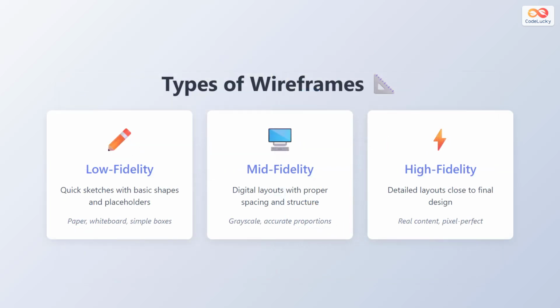There are three main types of wireframes. Low-fidelity wireframes are quick sketches using basic shapes and placeholders, perfect for early ideation. These can be drawn on paper or whiteboards. Mid-fidelity wireframes are digital layouts with proper spacing and accurate proportions, usually created in grayscale. High-fidelity wireframes are detailed layouts that closely resemble the final design, including real content and pixel-perfect precision. Each type serves different purposes at different stages of your design process.